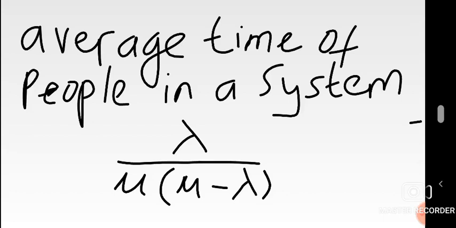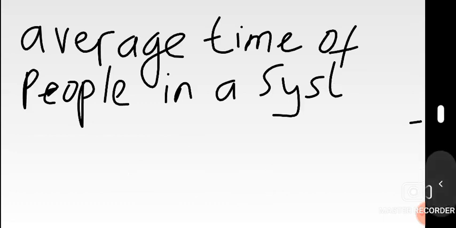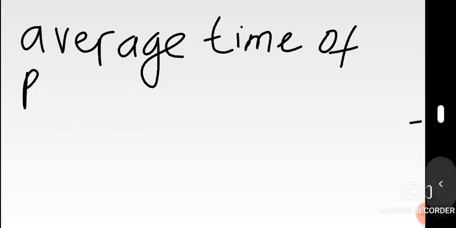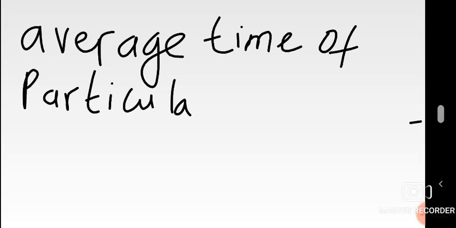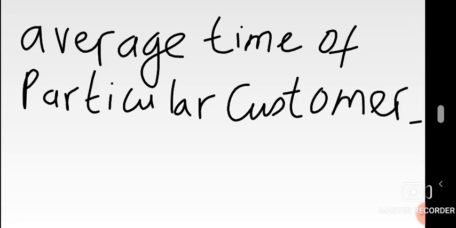Now they might ask you something else, like the average waiting time of a particular customer. You've heard how they phrase it, like one person, the average waiting time of a particular customer. There's also a formula for that. For a particular customer, their waiting time should be 1 over mu minus lambda. That should be the average waiting time of a person in the queue.